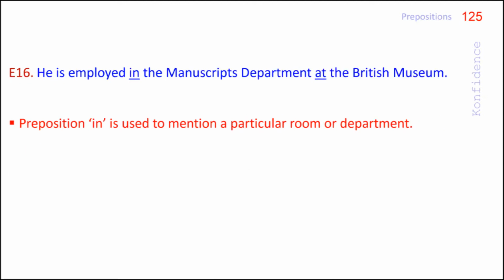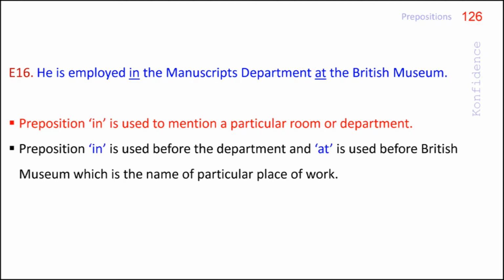We use preposition in when we want to mention a particular room or department. So, in the next example, in is used before the department manuscripts department, and at is used before British Museum, which is the name of a particular place of work. These guidelines will surely help us to use the prepositions in the right way.